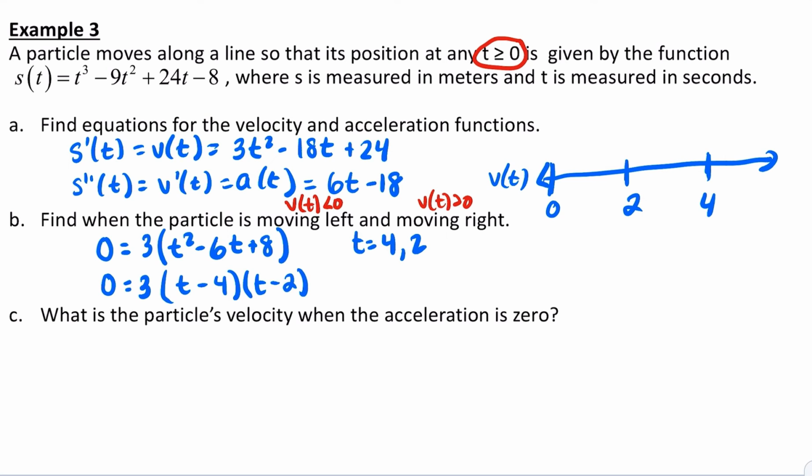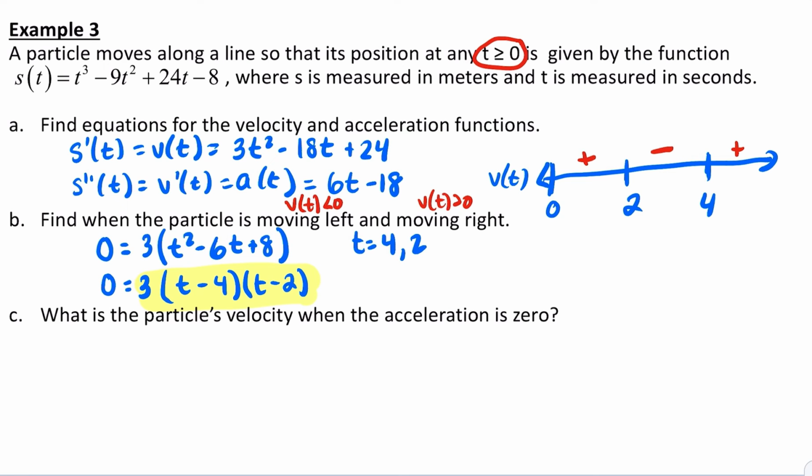So if I plug in 1 into our velocity function, I plug it into this function here. I know it's set equal to 0, but I look at it like it is the velocity function because that's easier for me to tell. So 0 to 2, I end up being positive. And I plug in a number between 2 and 4, like 3. When I plug in 3, I'm negative. And then something greater than 4, I'm positive.